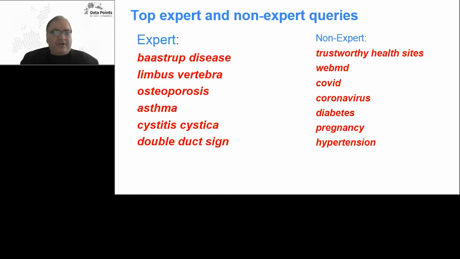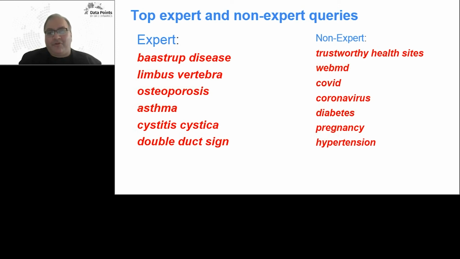So here, from the research, are some examples of top expert and non-expert queries. If you see on the left-hand side, we have samples of some of the more high-frequency expert queries. You have examples like Bastrop disease, osteoporosis, limbus vertebra, double duct sign. On the right-hand side, you see the non-expert queries, right? Trustworthy health sites, WebMD, COVID, coronavirus, diabetes, pregnancy, hypertension.